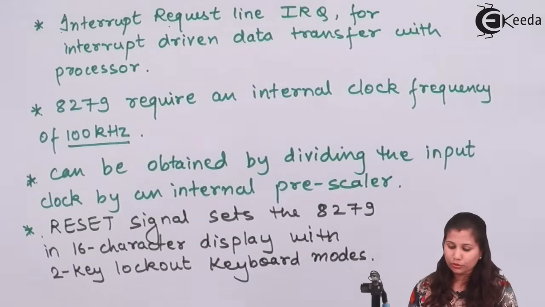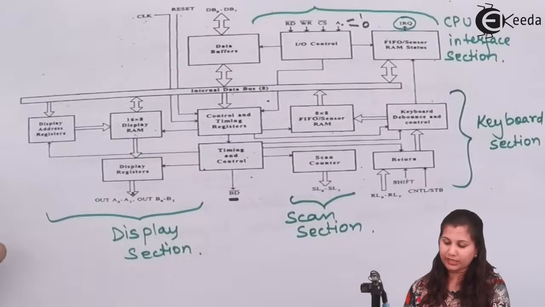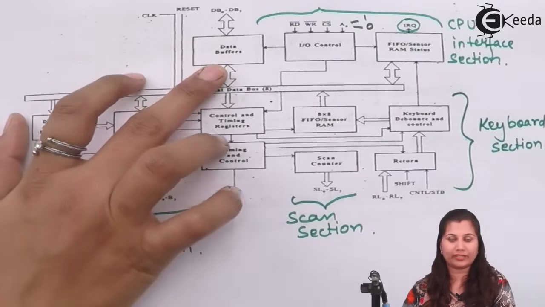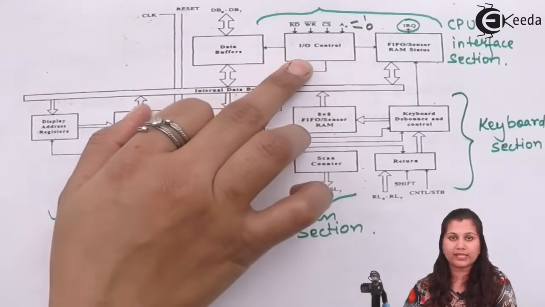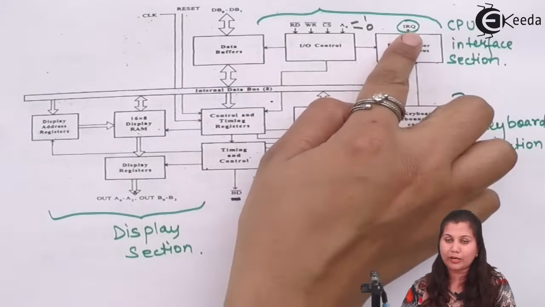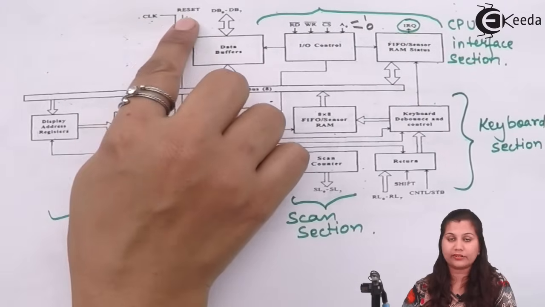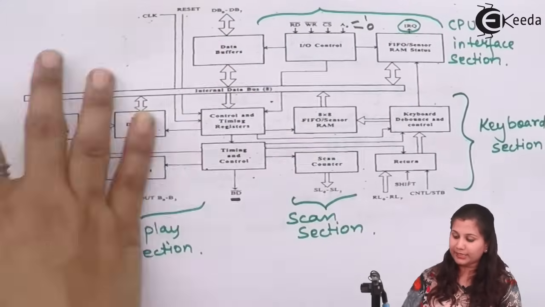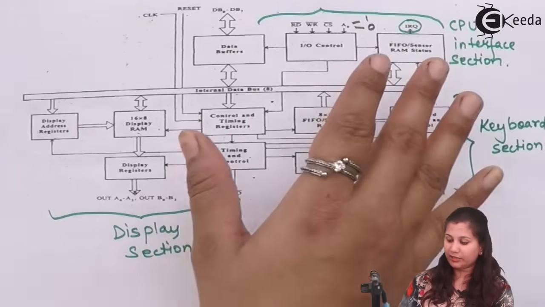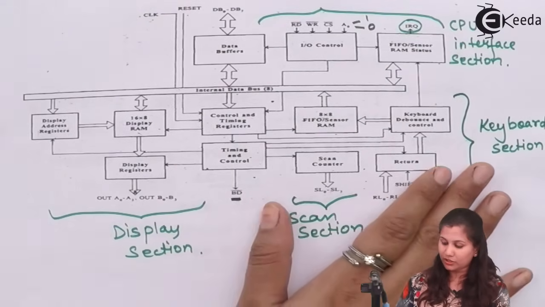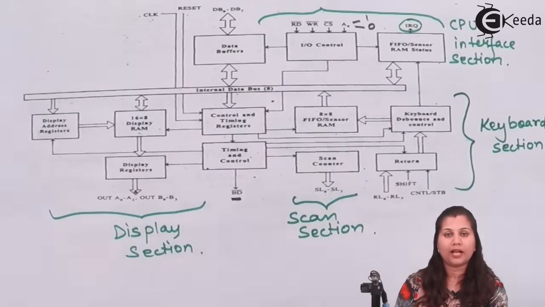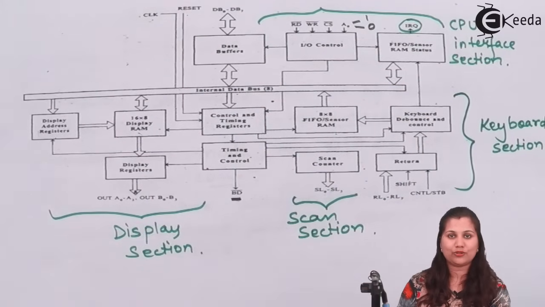Okay, so in the CPU interface section, we have studied the 8-bit bidirectional data bus. The data buffer is there, and in the input-output control signals, we have read, write, chip select, and the A0 signal. The interrupt request signal is also there, along with clock and reset signals. So this completes the block diagram of the 8279. In this block diagram, we studied all four sections: the keyboard section, the display section, the scan section, and the CPU interface section. I hope this topic is clear to you. Thank you.